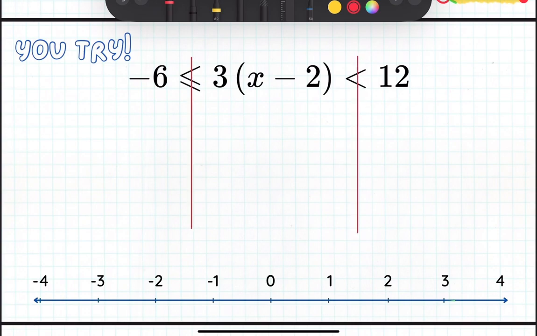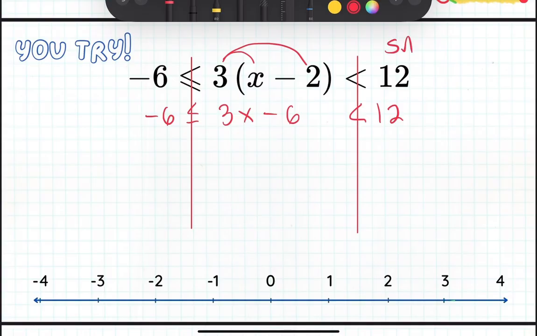And the first thing I want to do is distribute. Whenever you see parentheses, you always have to distribute first, but everything else stays the same. So we're going to rewrite negative 6 is less than or equal to 3 times x, which is just 3x. 3 times negative 2 gives us negative 6, which is less than 12.